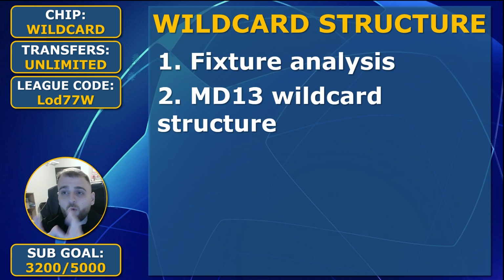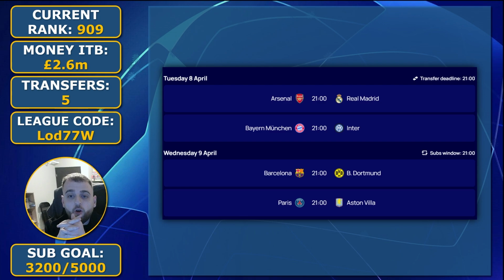I'm going to explain why it's a structure, why it's not a draft, but let's first analyze the fixtures and then we'll move to the wildcard part. So here are the fixtures. We open the week with Arsenal versus Real Madrid and Bayern Munich versus Inter. Then we continue with Barcelona versus Dortmund and Paris Saint-Germain versus Aston Villa.